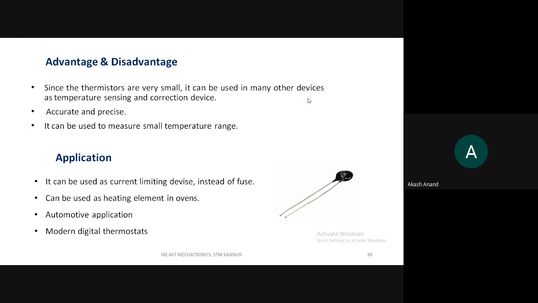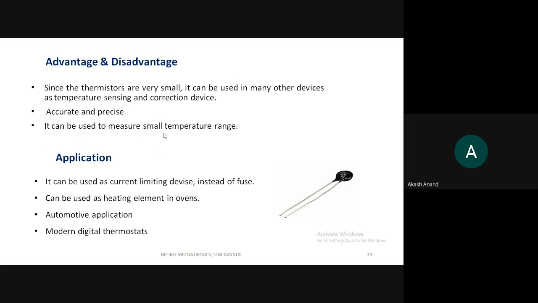And the main disadvantage of this device is it can be used to measure a small temperature range only. In case of industrial applications or some other cases, we cannot use this device because the device will get damaged at a higher temperature. Okay, so the main disadvantage is it cannot be used for a high range of temperatures.